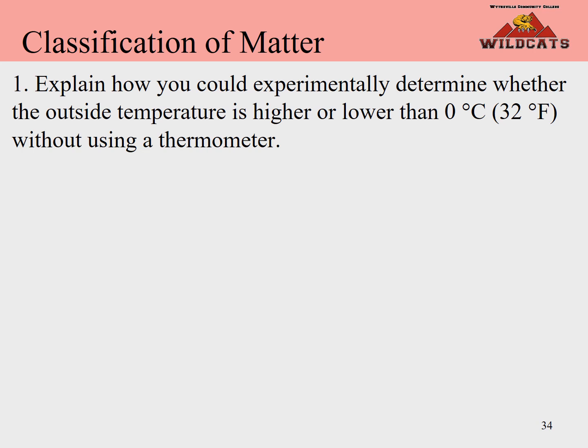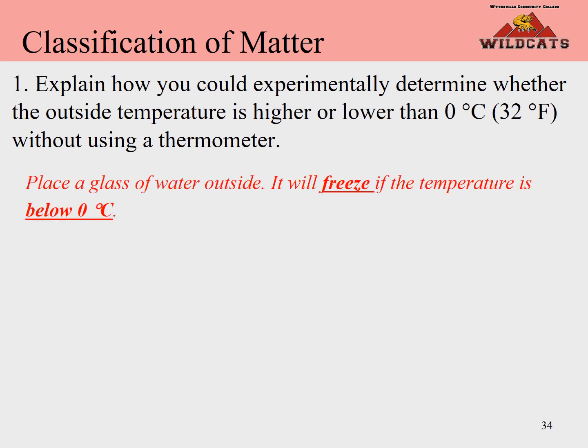It says, explain how you would experimentally determine whether the outside temperature is higher or lower than 0 degrees Celsius without using a thermometer. It doesn't have to be very complex. Basically, if you place a glass of water outside and the water freezes, the temperature is below 0 degrees Celsius. Let's all admit that when we were in school, we checked the weather forecast to see if it was going to precipitate while below 32 degrees Fahrenheit, because we knew we were either going to get freezing rain or snow and we'd get the day off from school.